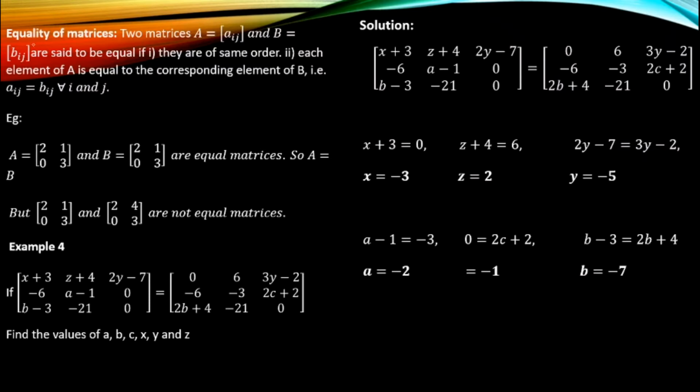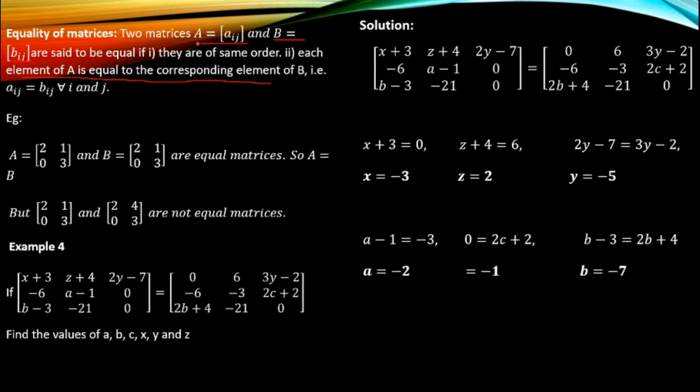Next we learn equality of matrices. Here we have two matrices A and B. A and B are said to be equal if, first condition for checking the equality of matrices, they are of the same order, and the second condition, each element of A is equal to the corresponding element of B. Then only we can say that two matrices are equal.